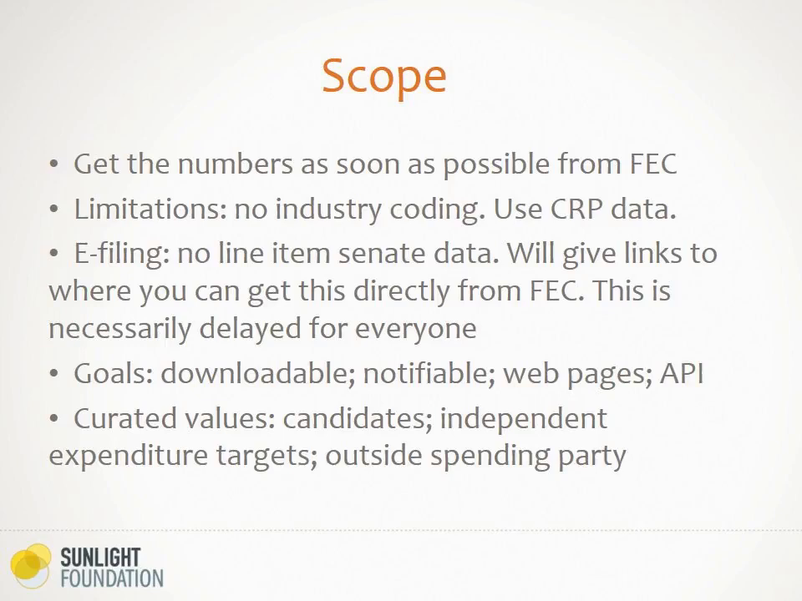The scope of this project is limited to 2 years, but there are a few other trade-offs that we've made. Influence Explorer lives downstream of data from the Center for Responsive Politics, or Open Secrets, and they do a great job coding donors by industry, and that can be something that's really useful. However, we do not include that data in real time. That's just something that's not available quickly from them.